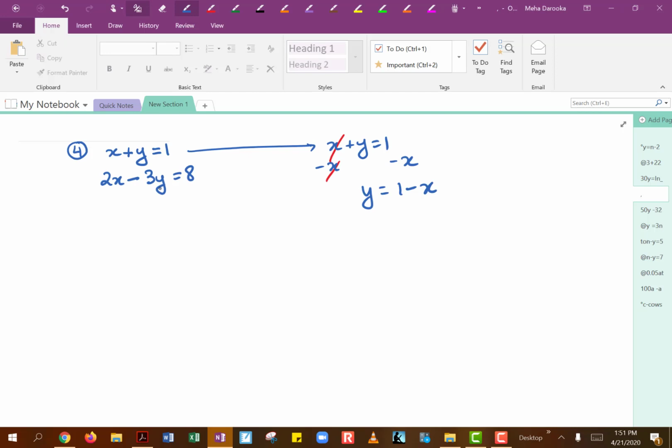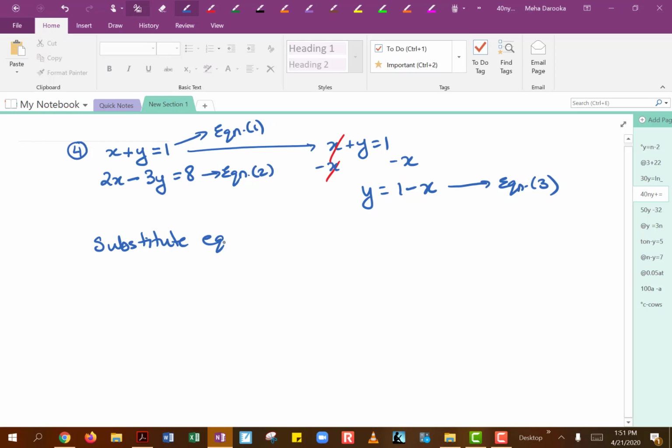But if your coefficients on the x and y terms are going to be anything larger than the number 1, then you don't want to use those variables. Okay? So let's call this guy equation 3. This one here is our equation 2, and this one originally you can call it equation 1. So what we are going to do is substitute equation 3 into equation 2.